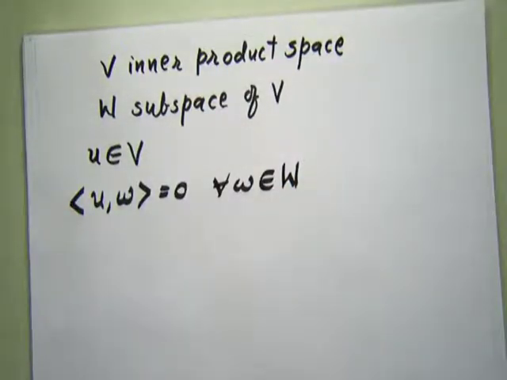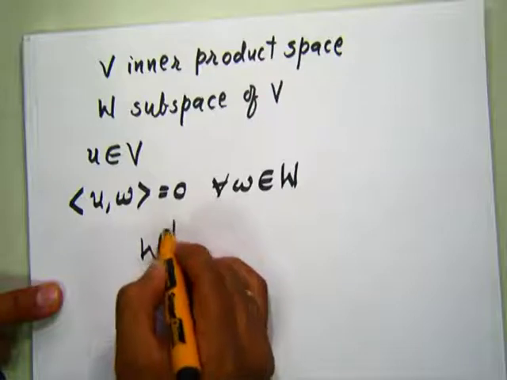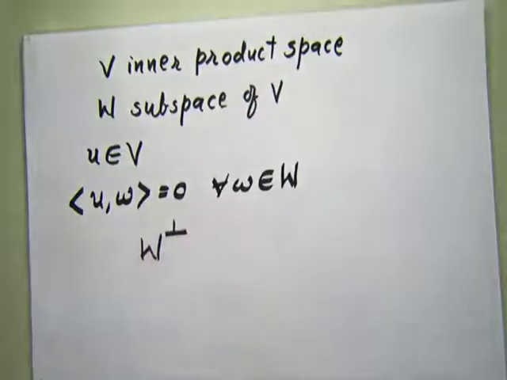Then we can write this: u is orthogonal to W. And if we take all the vectors of V which are orthogonal to W, then that set is called the orthogonal complement of W. The orthogonal complement of a subspace W is denoted by W raised to this symbol.